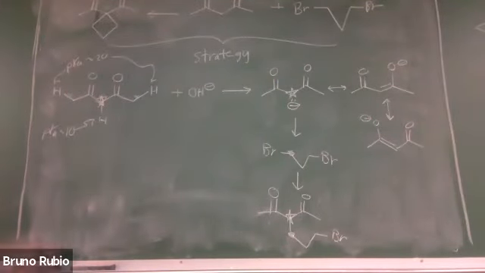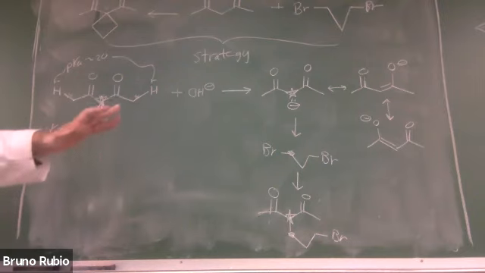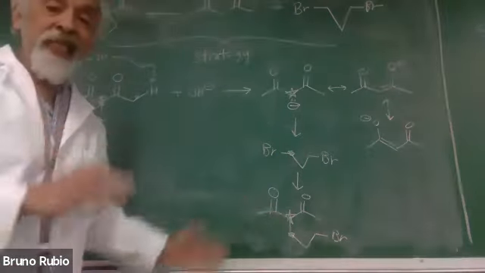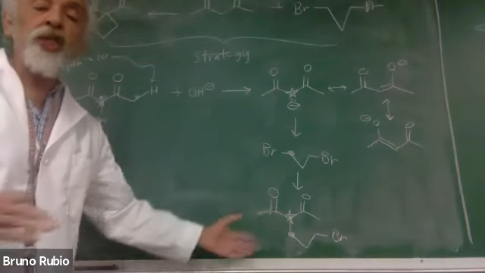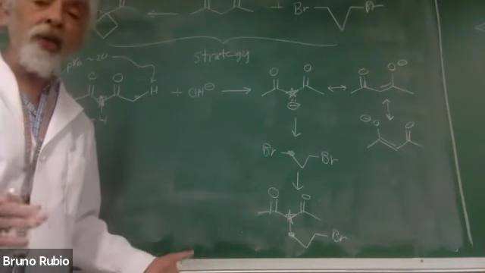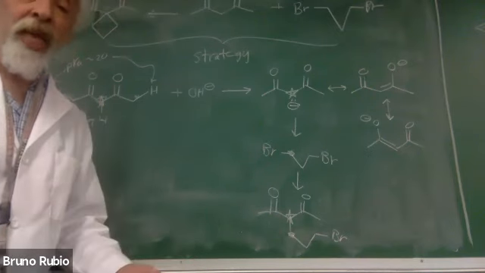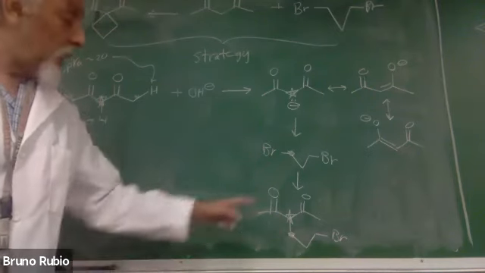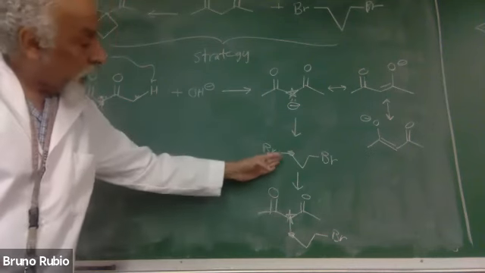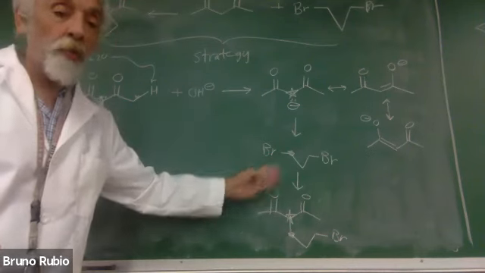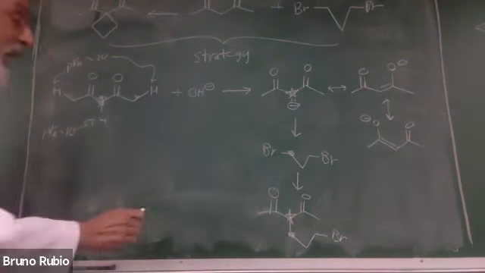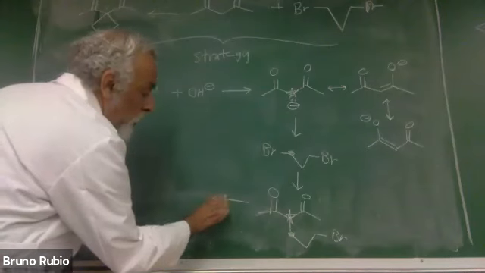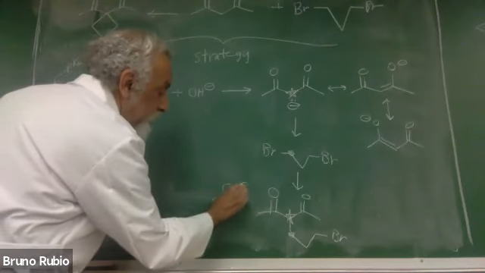Okay, so now I need to enolize this a second time because all of the enolate has been consumed in this reaction. There's no more enolate left. It has all reacted with this 1,3-dibromopropane to give this. So now I have to enolize this again. I could use more OH minus.